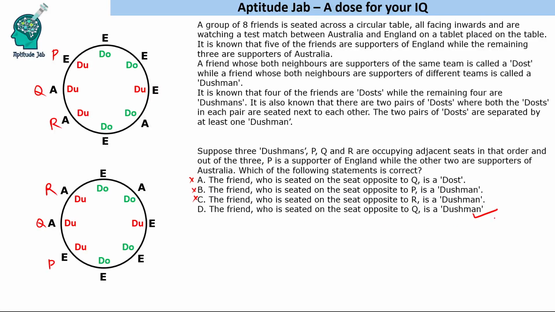Okay. Opposite Q is a dushman. Yes, we saw this, right? We made that one wrong, so this should obviously be right, because a dushman is seated opposite Q. Right. So that is why this is the answer. So this was quite an interesting set. I hope you enjoyed solving it and liked this question.